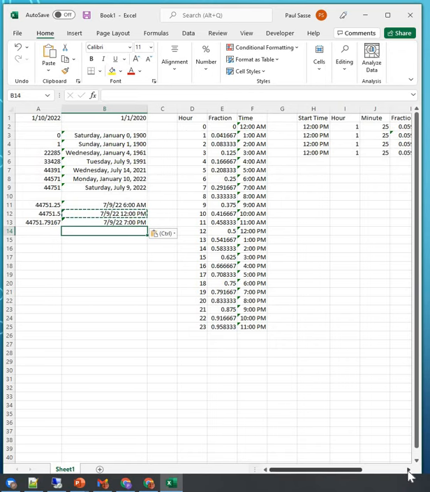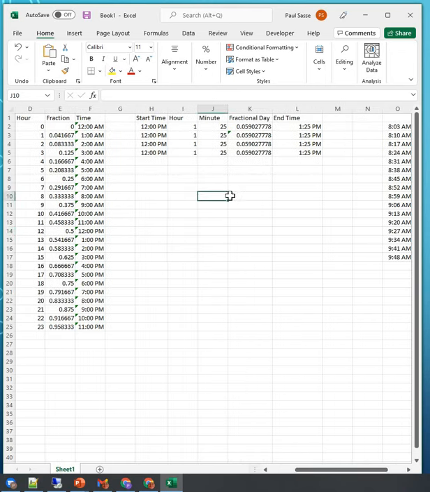Now, if you want to do durations, so I've got 12 p.m. and I want to know what's 1 hour and 25 minutes after 12 p.m. The way I would do that, let me actually back up a little bit here. Let's show you minutes. So let's do 12 p.m. and I just want to add 5 minutes to that. Okay. Or if I want to do 12 p.m. and I want to add 5 seconds to that.